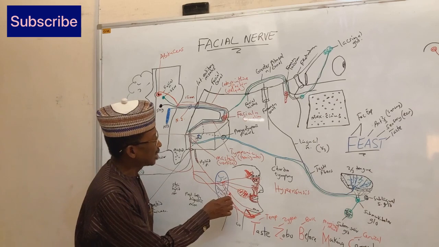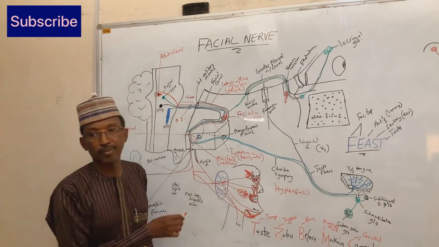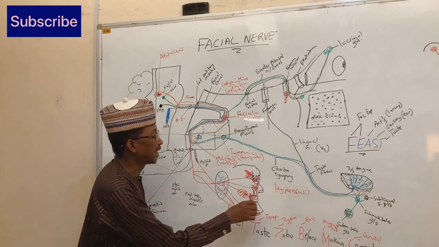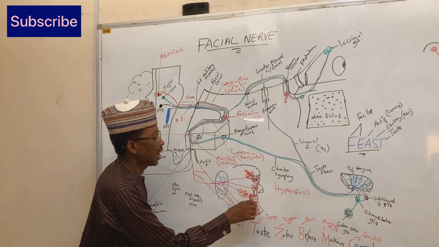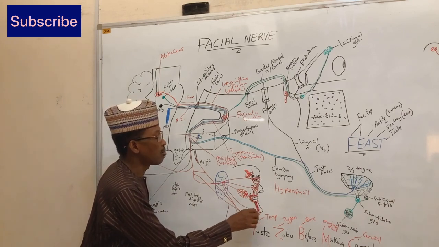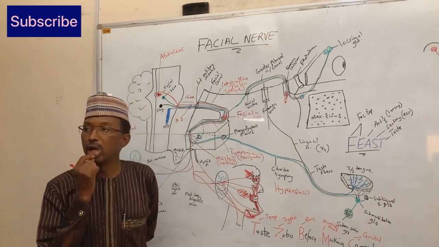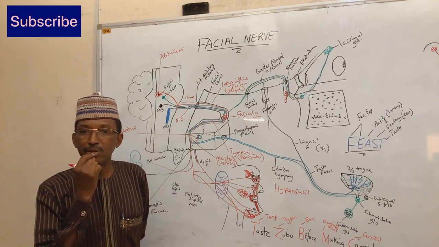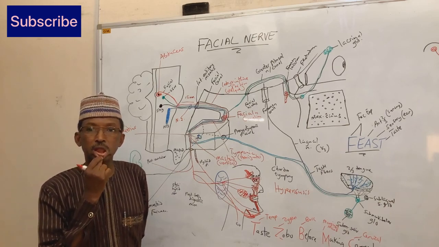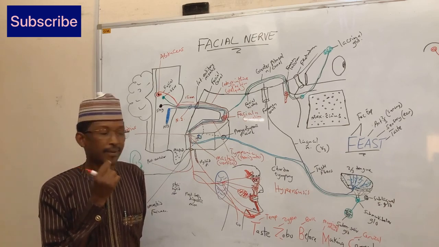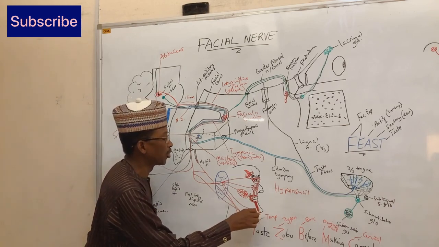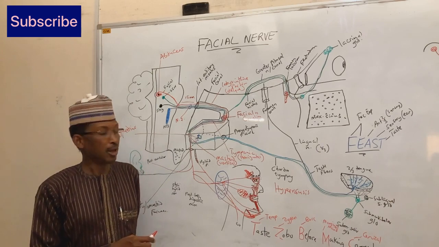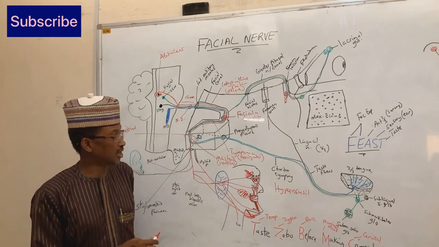Then the marginal mandibular branch. The marginal mandibular branch supplies the muscles that are lying around the chin. There's one muscle that depresses the lower lip, the depressor anguli oris. This depressor anguli oris depresses this down. Are you clear? So this depressor anguli oris is supplied by the marginal mandibular division of the facial nerve.